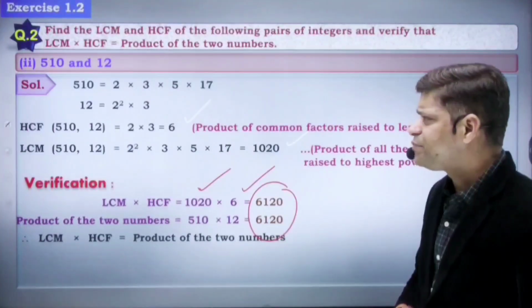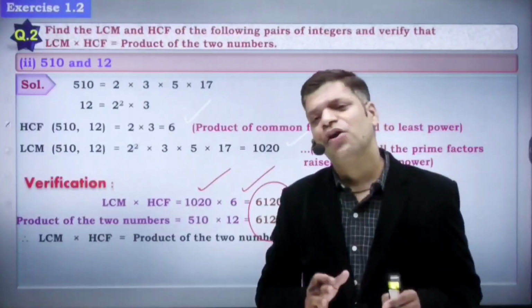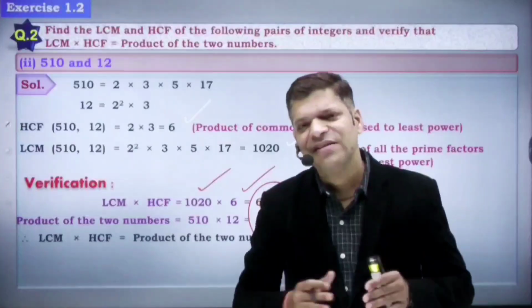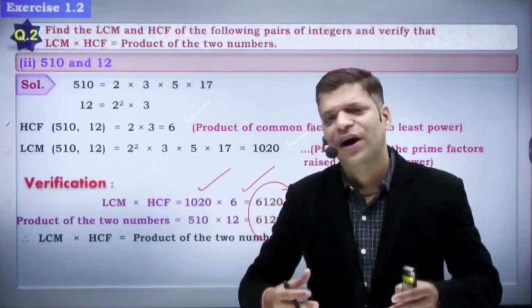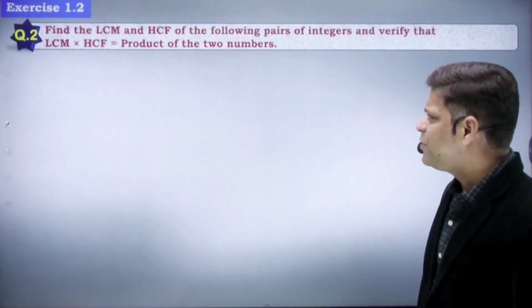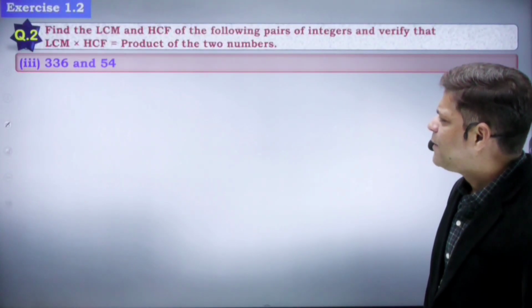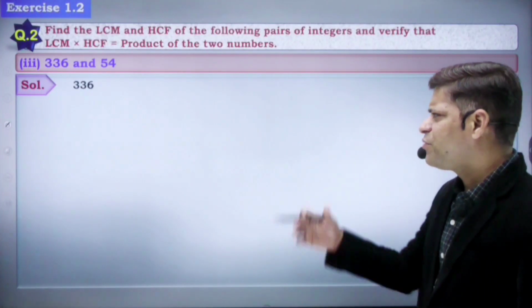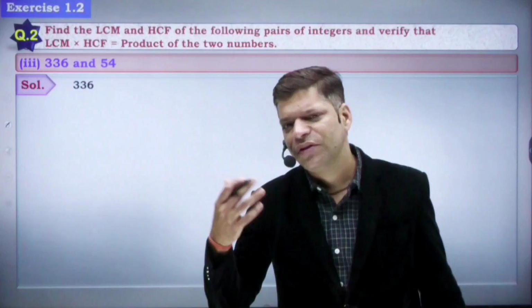Okay, so here in this question we found the HCF and LCM, as well as their relation, right? So this we have done in question number 2. The next part is 336 and 54. So the same process we have to do with both the numbers.